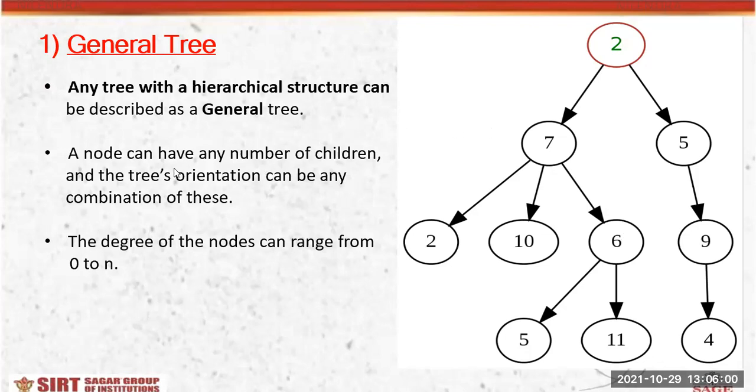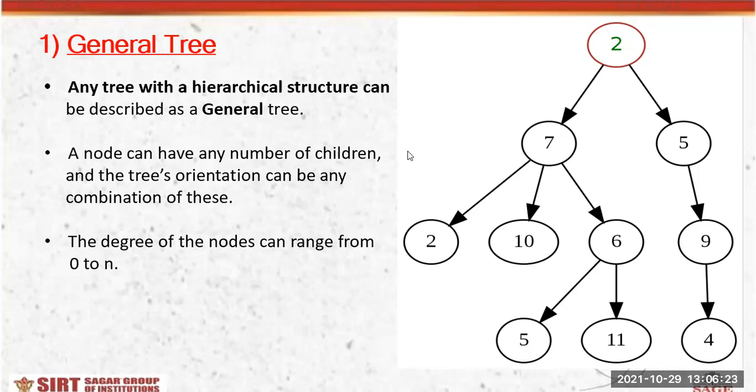And in this hierarchical structure, a node can have any number of children. Okay, any number of children. So this 7 is having 3 children, 6 is having 2 children, 9 is having 1 child, 5 is having 1 child. Similarly, 2 is having 1 child. So, sorry, 2 will be having 2 children because of 7 and 5.